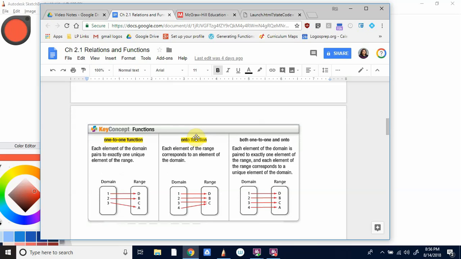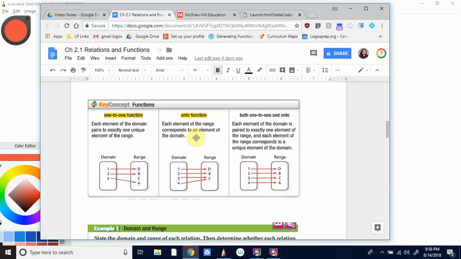So remember, a function is a relation with a pairing of the domain and range, the x and y, the input, the output. All right, so what is a one-to-one function? It's when each element of the domain, the x values, pairs to exactly one unique element of the range. That means they don't share ranges. Now, if you notice, in the range C, the element C does not have a partner. That's okay, because every element in the domain, which are 1, 2, and 3, they have their own range. They don't share. So that's a one-to-one.